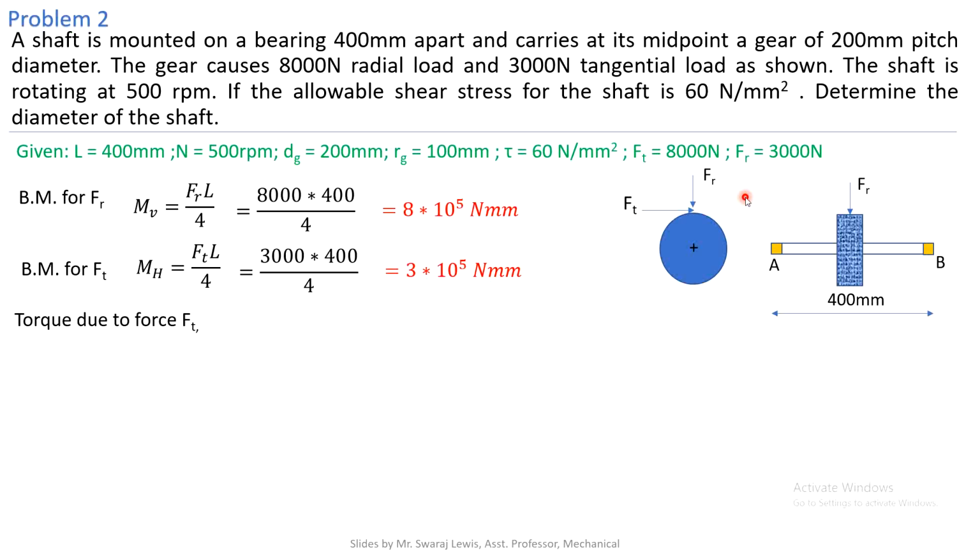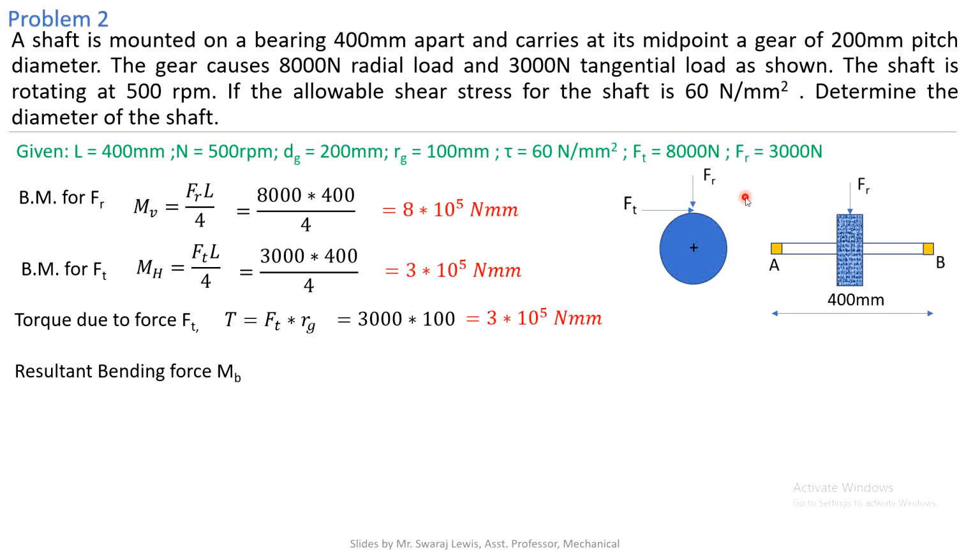Now you have to calculate the torque due to the force. Always remember in a gear drive, torque is due to the tangential load only, not due to the radial load. In the design of gear drives, we will go into detail about that. As per the gear formula, available in the data book, torque due to the force Ft is given by tangential force into radius of the gear. So this is the formula only for the gear. Substituting, you get 3 into 10 raised to 5 Newton mm.